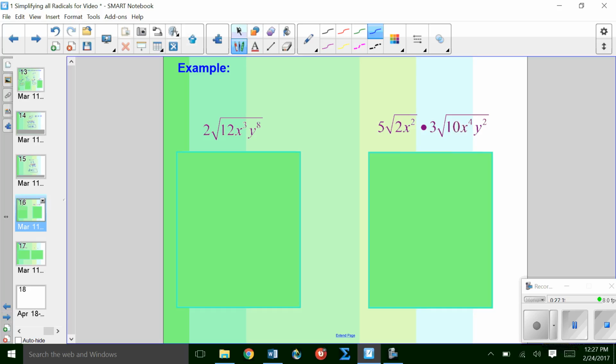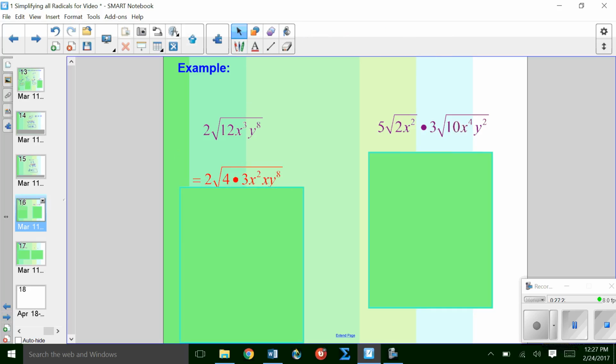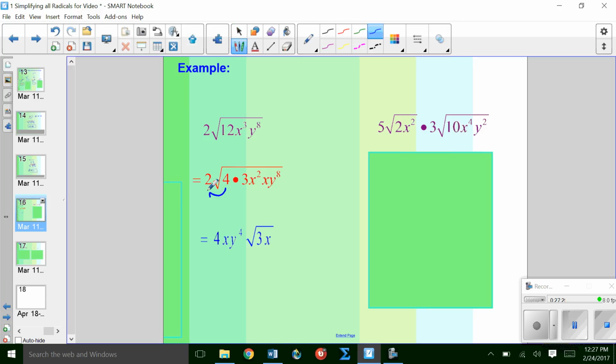All right, so from here, we can break 12 and x cubed down. And let me just reveal all of it. And then, so 12 into 4 times 3, that 4 comes out as a 2. The x squared comes out as an x, and the y to the 8th comes out as y to the 4th. Take half the exponent. The 3 and x are left under.